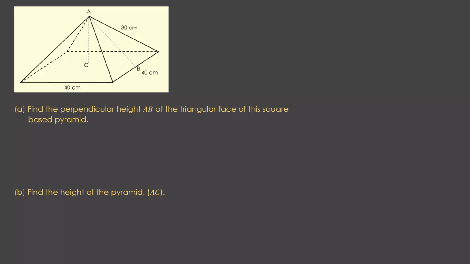So we're given this square-based pyramid. We want to find the perpendicular height AB of the triangular face of this square-based pyramid. So we're trying to find this length here. Now we can form a right-angled triangle like so.